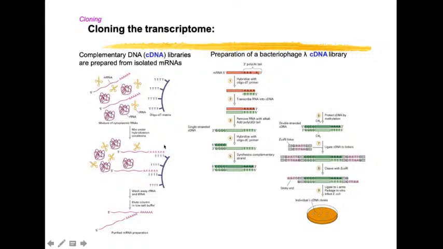Further, preparation of a bacteriophage lambda cDNA library. Here you can see poly-A-tail mRNA, which hybridizes with the oligo-dT primer. Then you transcribe RNA into complementary DNA. Then you remove the RNA with alkali and add a poly-G tail. Then you hybridize with the oligo-dC primer, and you have a synthesized complementary strand. Then you protect this complementary DNA with methylation. Then you ligate with the cDNA linkers and put them into E. coli, and individual lambda cDNA clones are produced.